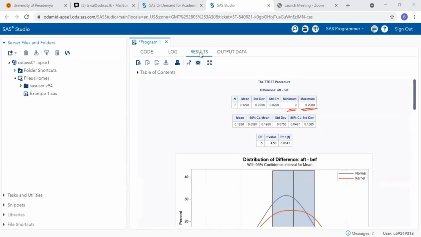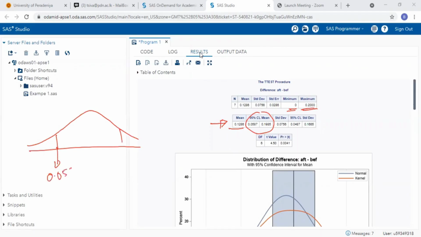Now, these are some of the information: the mean value, and the confidence interval of the mean. The confidence interval is in between the upper value and the low value. The low value is 0.0587. The upper value is 0.1985. From this itself, we can test the null hypothesis.